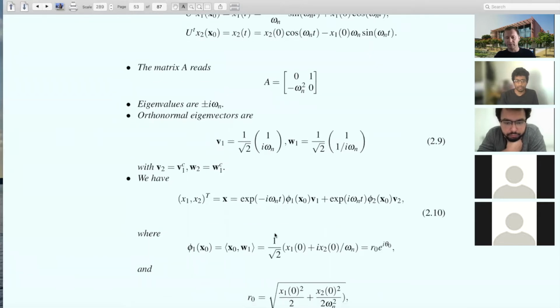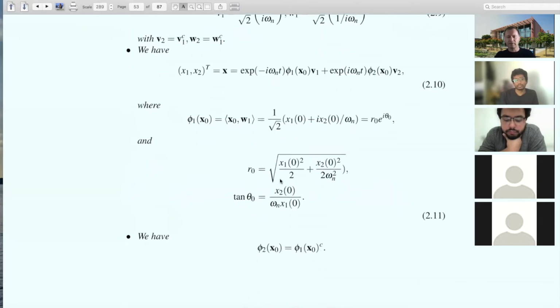And when we perform that inner product, it's just a simple computation to find that it's 1 over square root of 2. That comes from the normalization again. x1 of 0 plus i x2 of 0 divided by omega n. That's, again, a complex function. Complex eigenvalues, so our eigenfunctions and our Koopman modes are all complex. And you can write it in polar form as R0 e to the i theta 0, which is the polar form of this complex number.